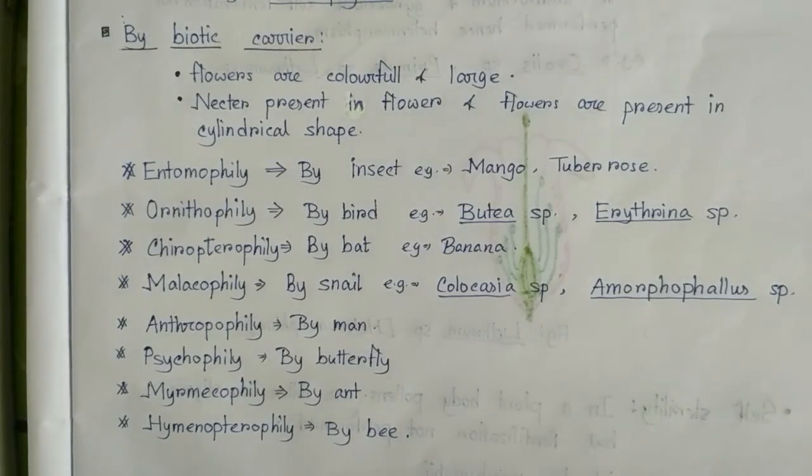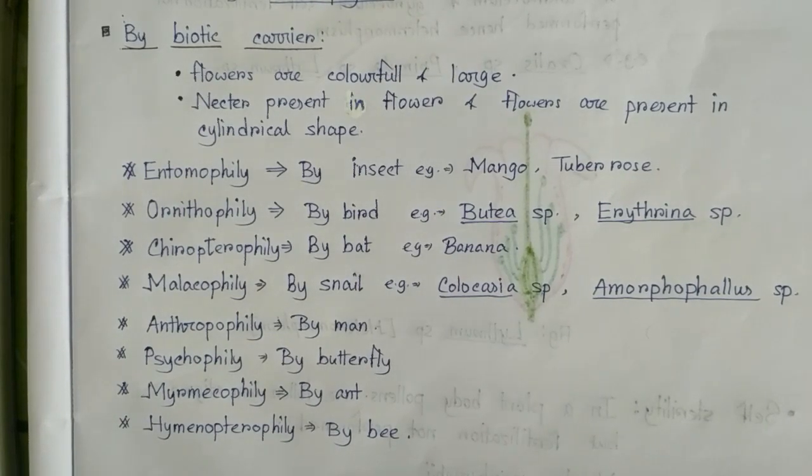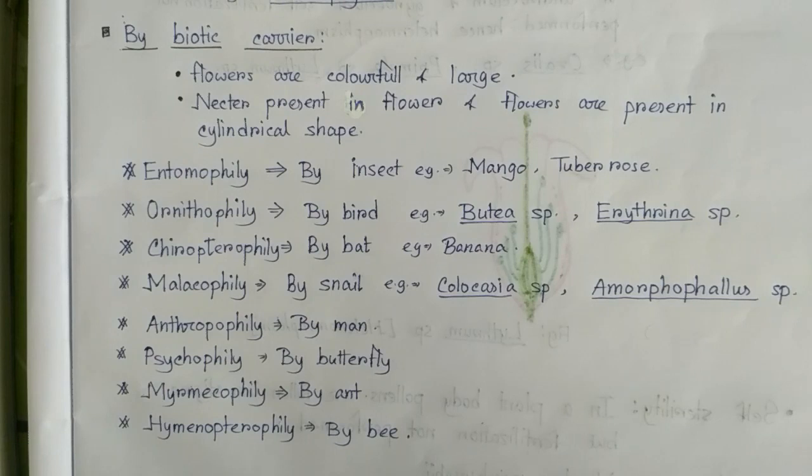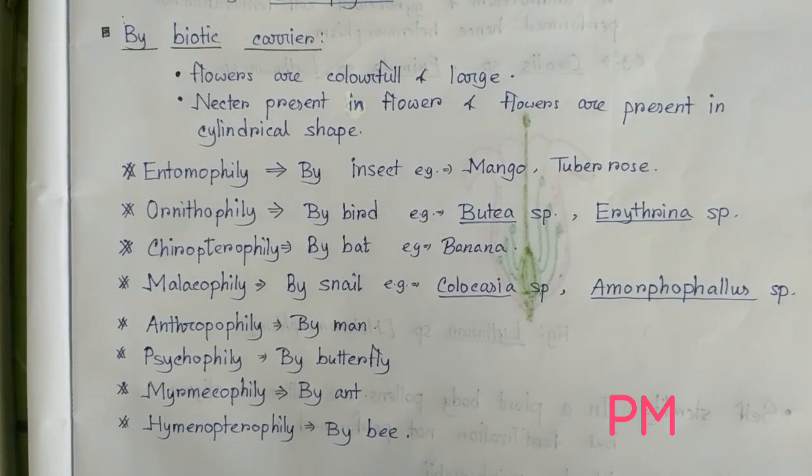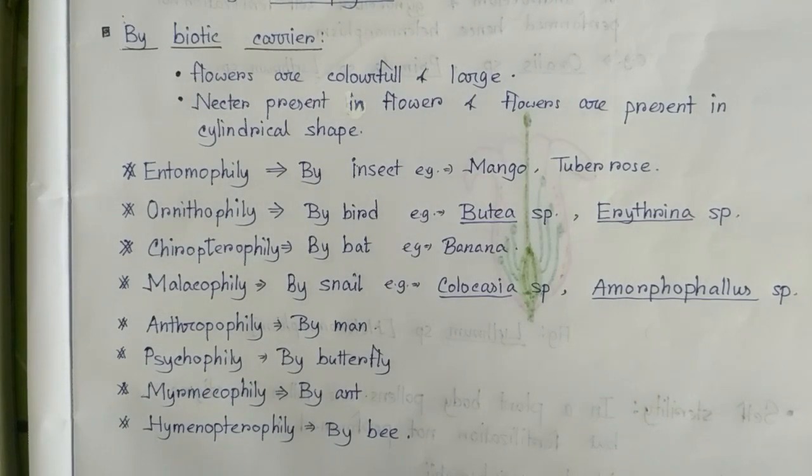In case of a biotic carrier, flowers are generally colorful and large. Nectar must be present in the flower, and flowers are present in cylindrical or longitudinal shape. Now different carriers and their processes are named differently. First one is entomophily. Entomophily means by insect, and mango and tuberose are the examples.